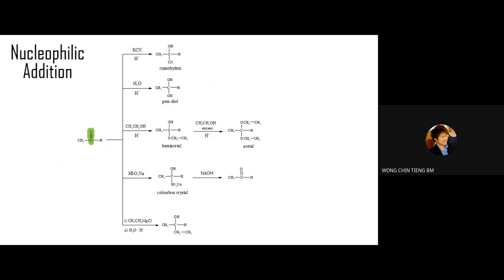So I want you to focus on the color coding. First and foremost, look at the C double bond O. The C double bond O, if you notice, all five of them will become OH. See? All will become OH. Okay? Next.